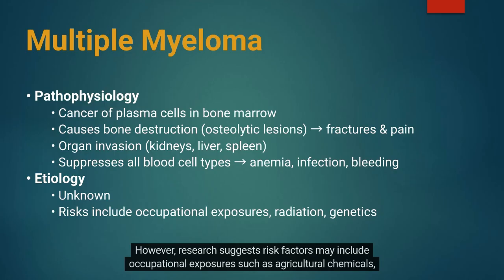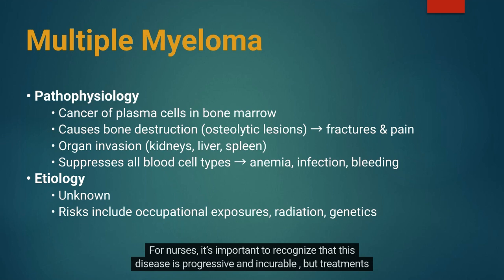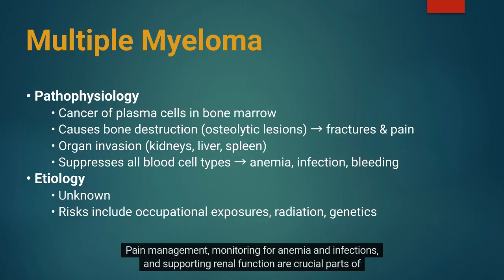However, research suggests risk factors may include occupational exposures such as agricultural chemicals, benzene, or radiation, as well as genetics and possibly viral triggers. For nurses, it's important to recognize that this disease is progressive and incurable, but treatments can control it and improve quality of life. Pain management, monitoring for anemia and infections, and supporting renal function are crucial parts of care.